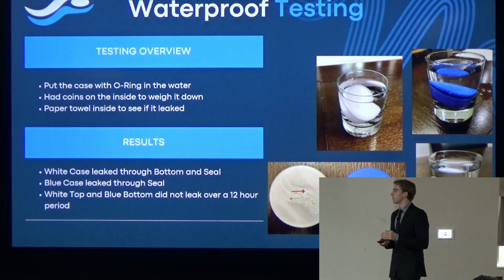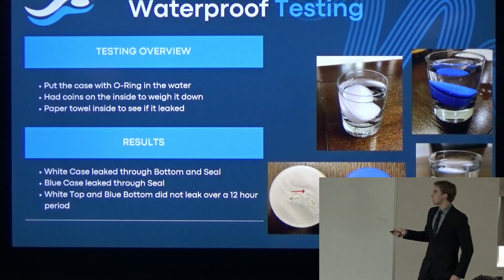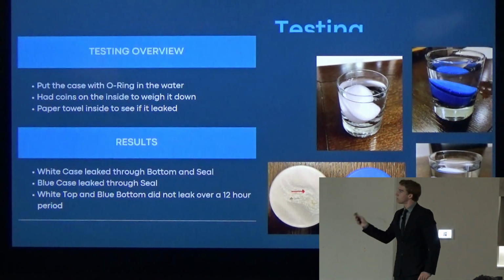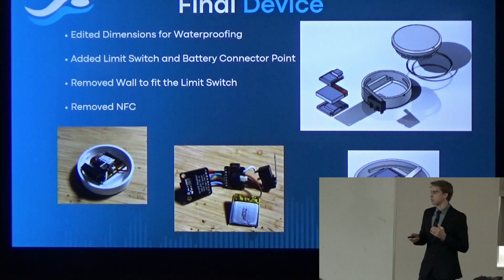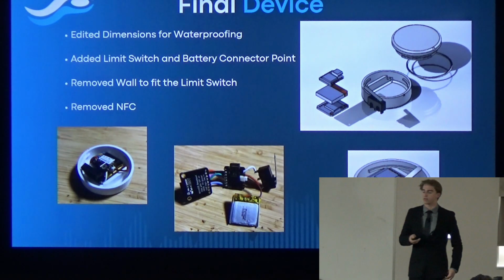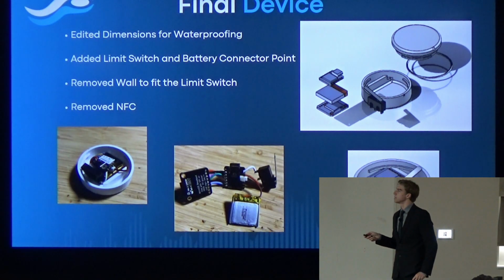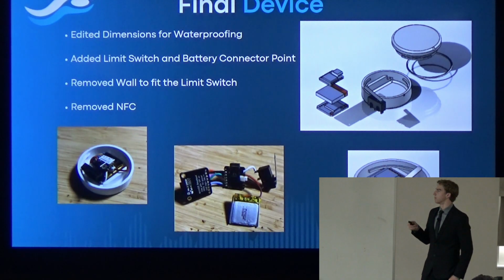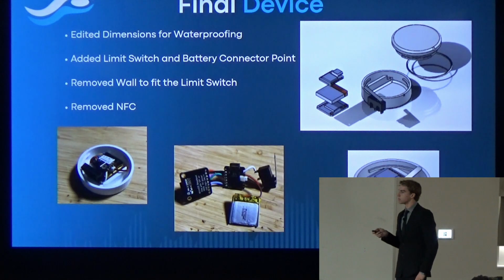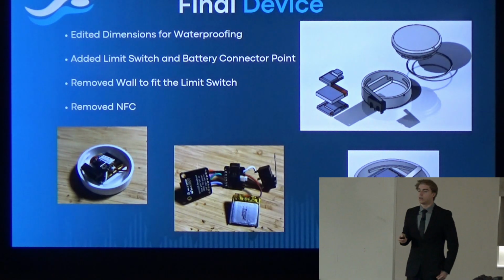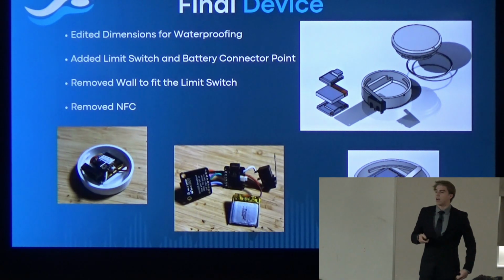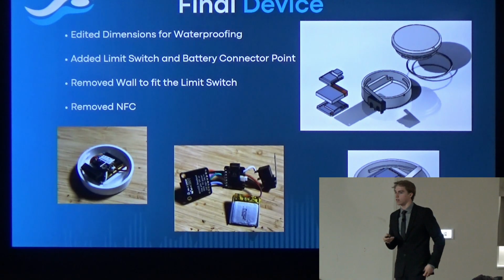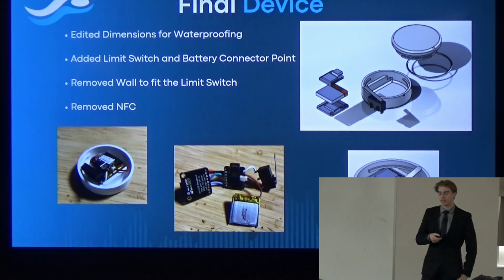So I modeled my third and final case design based off of these dimensions, which is right here. So here's my final case model. I have a couple adjustments. I edited the dimensions of the case for waterproofing, so it matched what was promising based off the waterproof testing. And I added a limit switch and a battery connection point, which has a lot to do with the coating, which I'll get into in a minute. Additionally, I removed the wall to fit the limit switch. It made for a much looser fit, and it was very comfortable to fit it in, rather than having to squeeze and almost break things when I put it in the initial case.